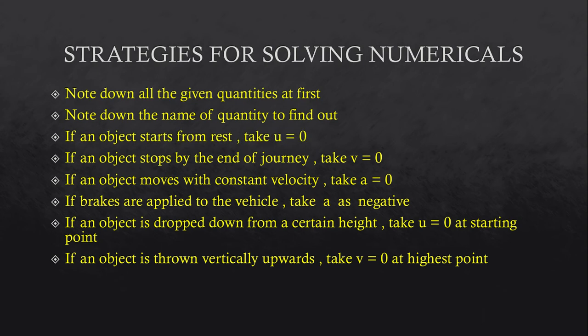Then, if an object starts from rest, take initial velocity u as 0. Please remember, this is very, very important. If in any question it is written the object starts from rest, it means its initial position is the origin, and there you need to take initial velocity as 0. Now, next one is, if an object stops by the end of the journey, the object stops after the journey is finished.